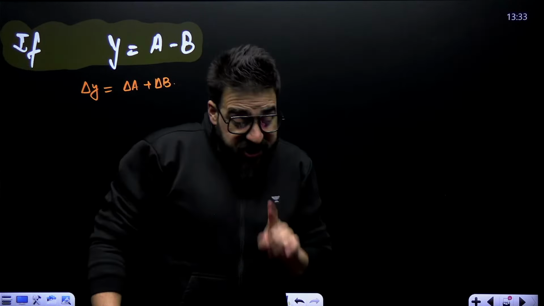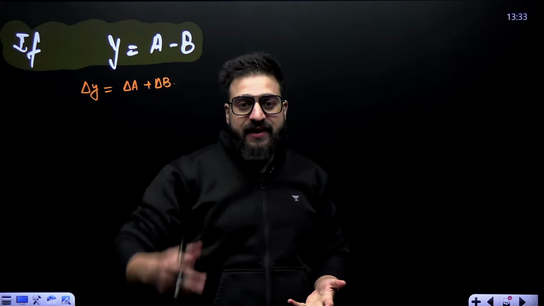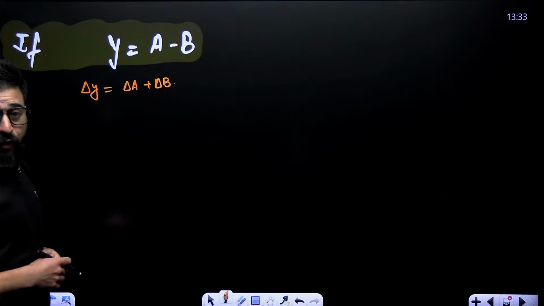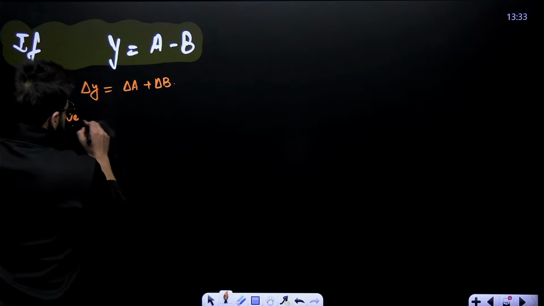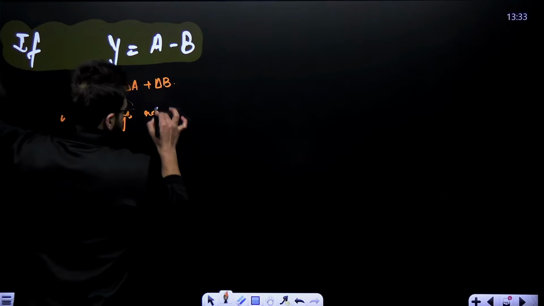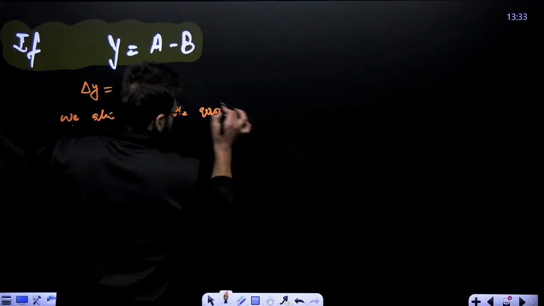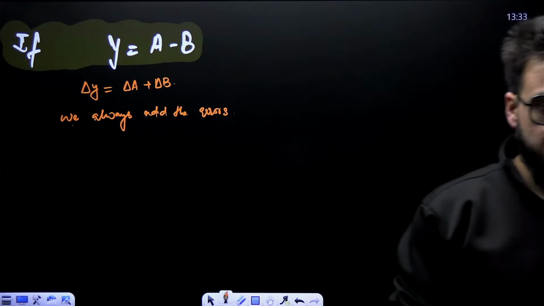You can't say this error minus this error. Mistake minus mistake is double mistake. You cannot say you are subtracting the mistake. No. You always add the error. This is the way. Always add the errors, even if in this case it is subtraction over here.